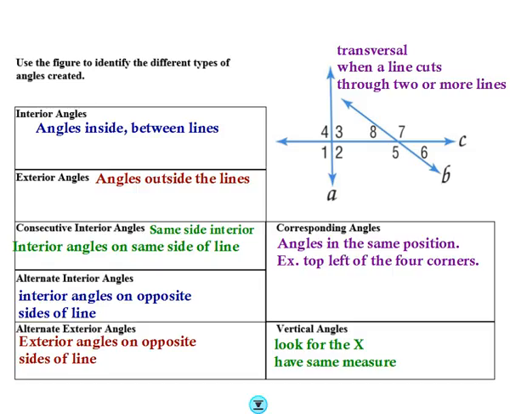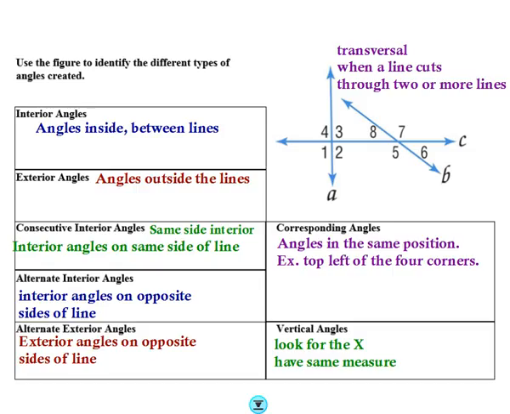Okay, welcome back. So, in this figure we have three lines, line A, line B, and line C. Line C is referred to as a transversal. A transversal is any time that you have a line that is cutting through two or more lines. So we're going to be talking a lot about transversals today, and actually in this entire unit. This whole unit is all about angle relationships. So we're going to talk about some different types of angles here.